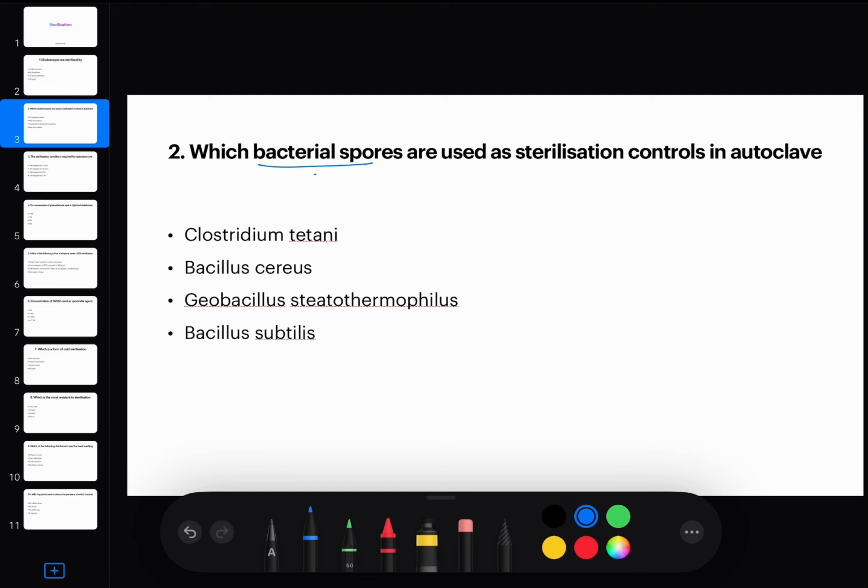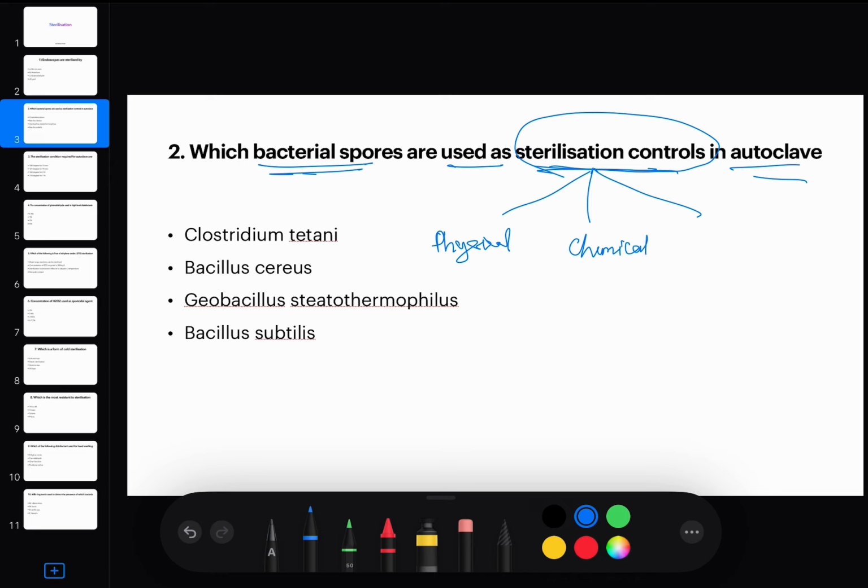Which bacterial spores are used as sterilization control in autoclave? First, sterilization controls are divided into 3 classes: the first is the physical control, the second is the chemical control, and the third is the biological control. In the physical control, there is a digital monitor which shows the parameters like temperature, pressure and time.